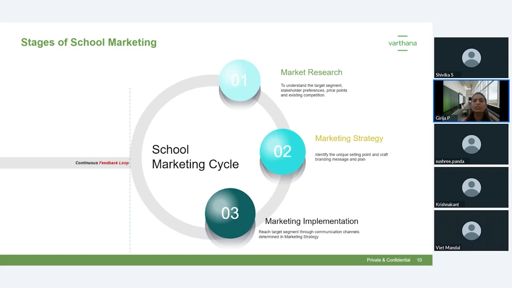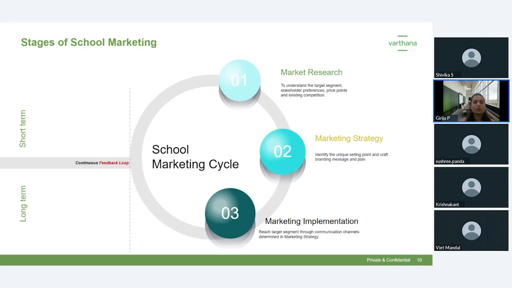Whenever you are thinking of doing school marketing, one more thing to keep in mind is to have goals for it. You can set short-term goals and long-term goals. Short-term goals are what you want to achieve within the year or six months, and long-term goals are where you want to see your school in the future.